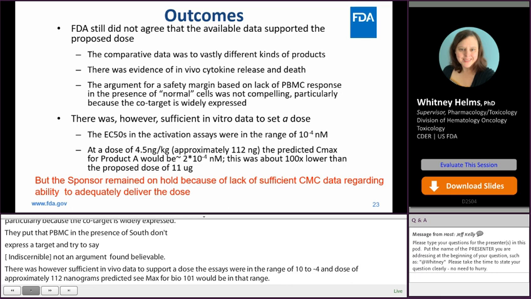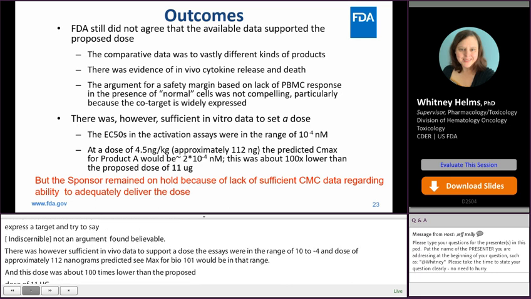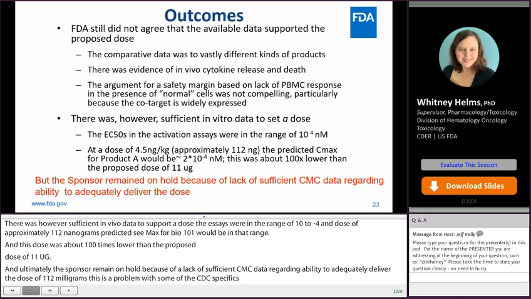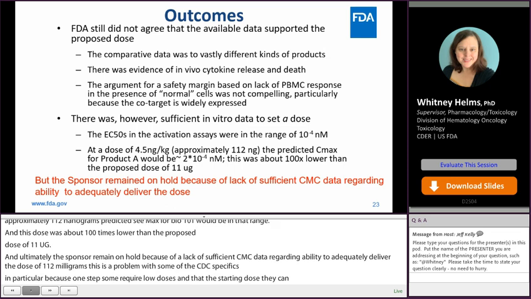And ultimately, the sponsor remained on hold because of a lack of sufficient CMC data regarding the ability to adequately deliver the dose of 112 nanograms. This has been a problem with some of the CD3 bispecifics, in particular because some of them require very low doses, and at the starting dose, they can absorb to the infusion apparatus. So people were not actually getting the initial dose levels, and they would get to a point where they stopped absorbing, or they had enough drug that they weren't absorbing it all to the sides, infusing people, and they were getting too high of a dose, and there were safety issues.